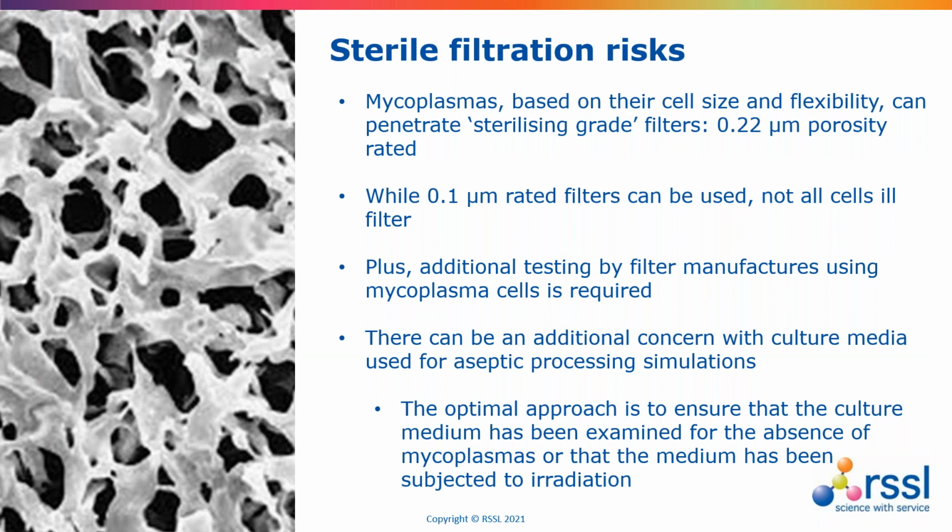So just to recap, mycoplasmas, based on their small size and also their ability to alter their shape flexibly, can penetrate sterilizing grade filters. So these are filters that are 0.22 micron porosity rated. So this would present a concern for the filtration of mammalian and bacterial cell culture media and sera and so on. So 0.1 micron rated filters would need to be used where mycoplasma clearance needs to be achieved.